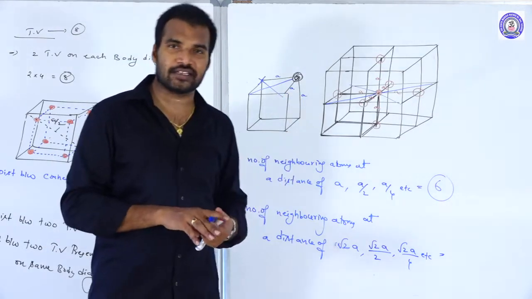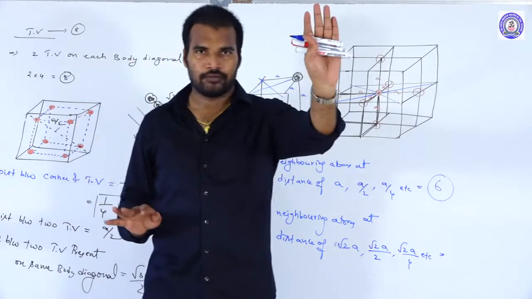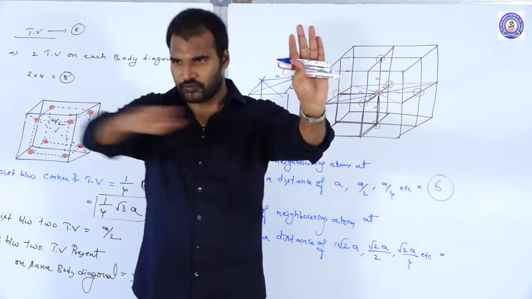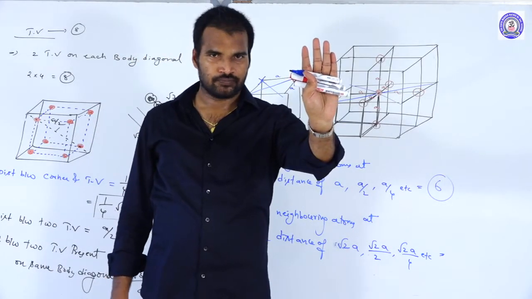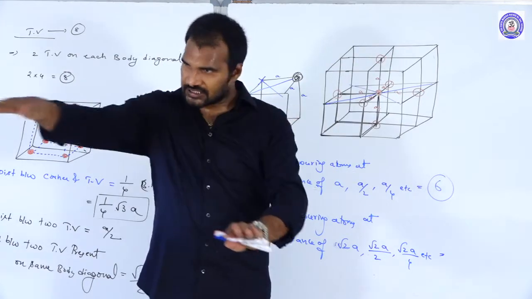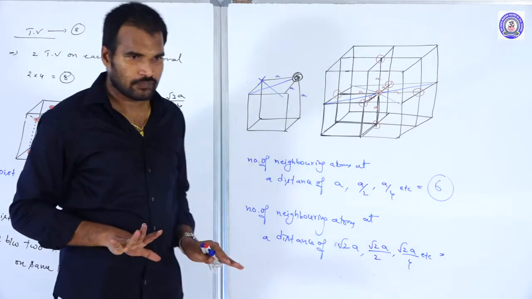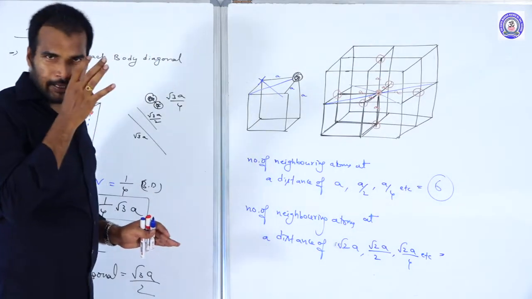Total how many planes are there? So there was a simple step. 1, 2, 3. In this plane, 4 face diagonals. In this plane, 4 diagonals. In this plane, 4 diagonals. Total how many are there? 4 3s are 12. Understood?